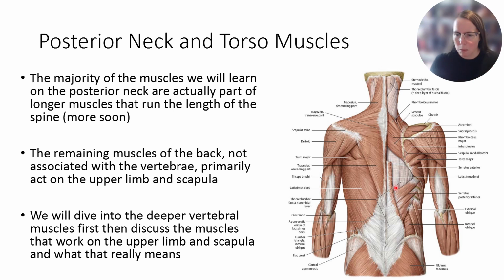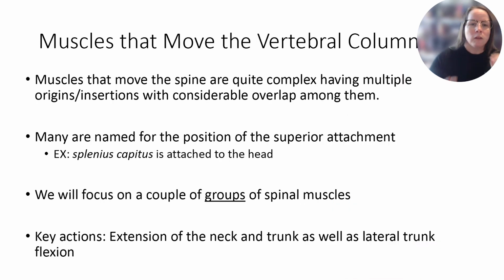Latissimus dorsi, the big muscle back here. All of our teres major muscles and rhomboids. They're on the back, but they're acting on the scapula or the upper arm. So we're going to talk about them in our next video. What I want to take a look at right now are a group of several muscles that are acting primarily on the spine itself. So the muscles that are moving the vertebral column, as we will see, are wild.